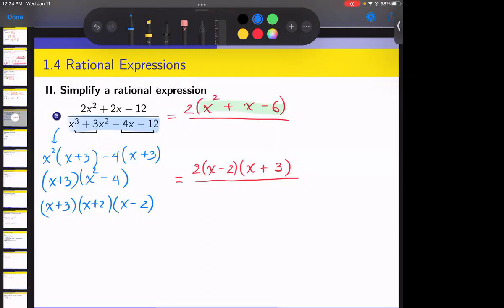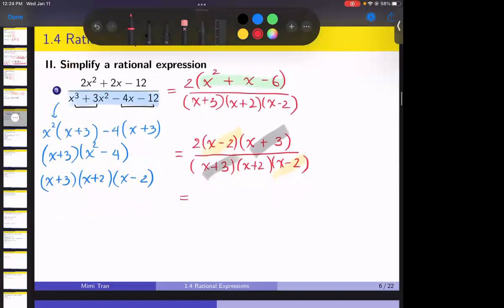All right, I factored it out. The bottom is complete, so I'm going to rewrite it. So x plus 3, x plus 2, x minus 2. We write the same thing here. This is my favorite part. Take out your Zorro pen and cancel things. I can cancel the x minus 2 and x minus 2, yeah? And then x plus 3, x plus 3. Done? Yes, I am done. So 2 over x plus 2.